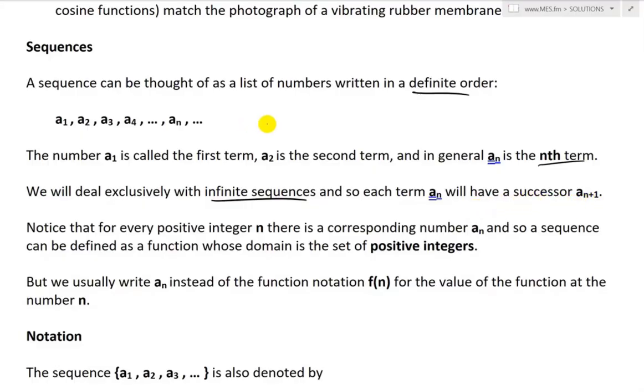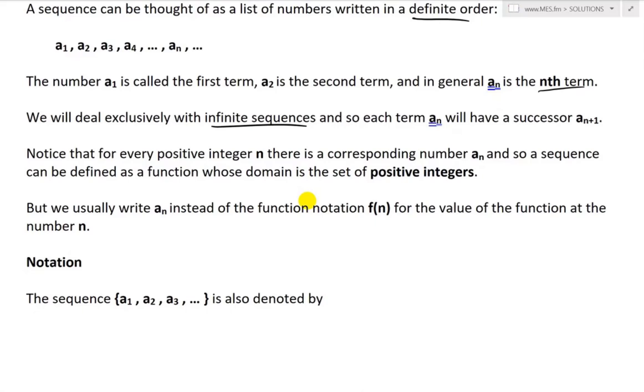So you're always going to have further and further terms. And notice that for every positive integer n, there is a corresponding number an. And so a sequence can be defined as a function whose domain is the set of positive integers. We usually write an instead of the function f of n for the values of the function at the number n. So it's pretty much a function, but for positive integers, and we write it this way instead of f of n.